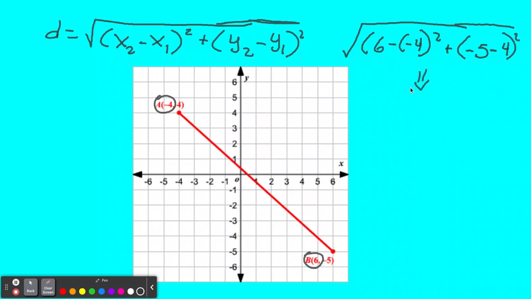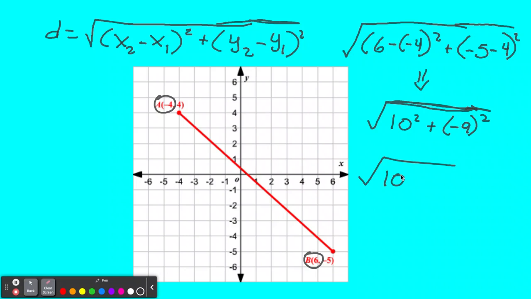Put a little arrow down here, the square root over here. So 6 minus -4 is 6 plus 4, right? Remember, keep, change. So that'll be 10 squared plus, and -5 minus 4 is -5 minus -4. Keep, change, remember. So that'll be -9 squared. And it doesn't matter if it's negative because it's going to become a positive number. So we have 100 plus 81. So the answer will be the square root of 181, which is about 13.6, roughly around there.